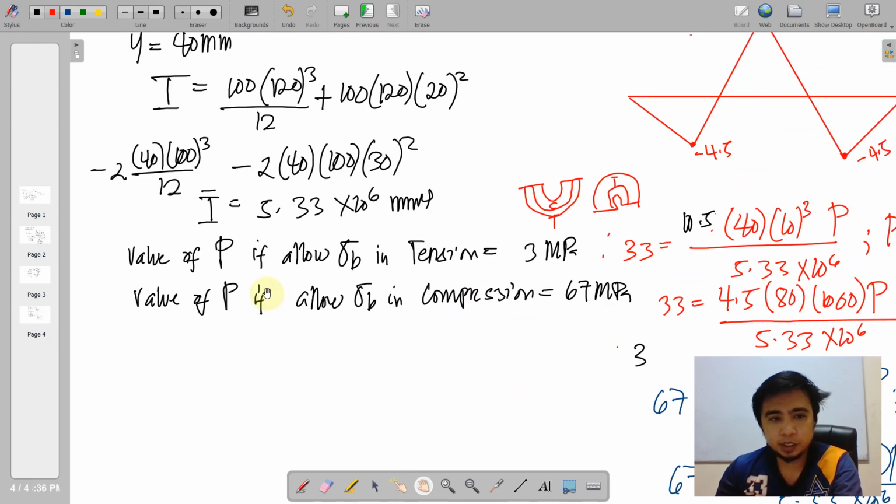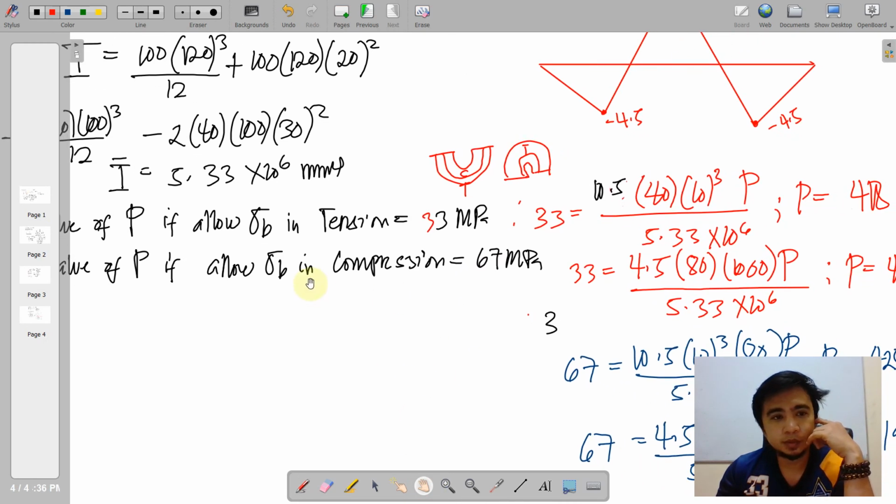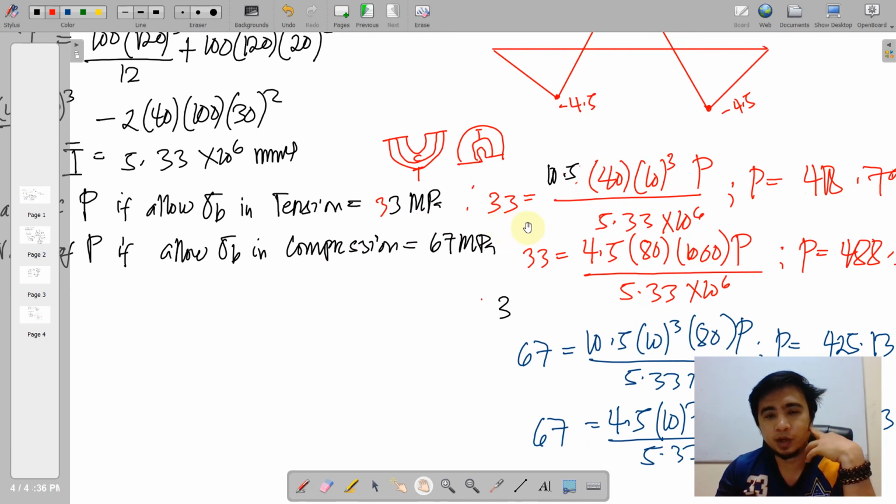So basically, we have here the condition, the value of P, if allowable stress or flexural stress in tension is 33 megapascals. And your allowable in compression is 67 megapascal. So we start with this 33. Okay, so 33 will be your left hand side of the equation because that is the allowable for tension.